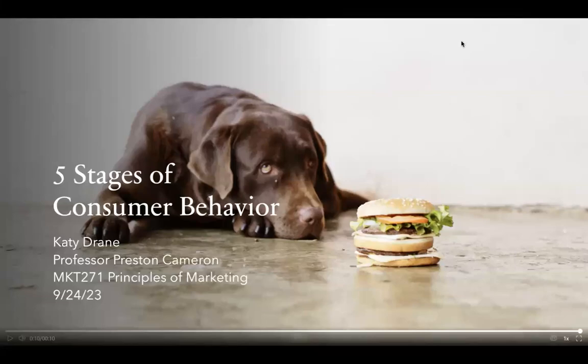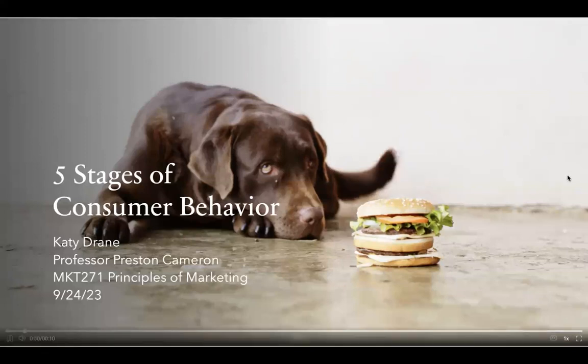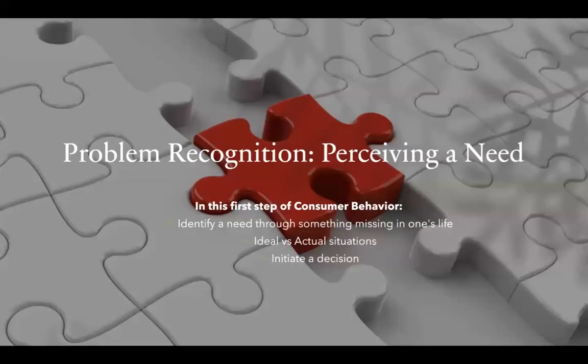5 stages of consumer behavior. First one is problem recognition, perceiving a need. In this first step of consumer behavior, a consumer will identify a need through something that's missing in their life. They will compare their ideal versus their actual situations and initiate a decision.